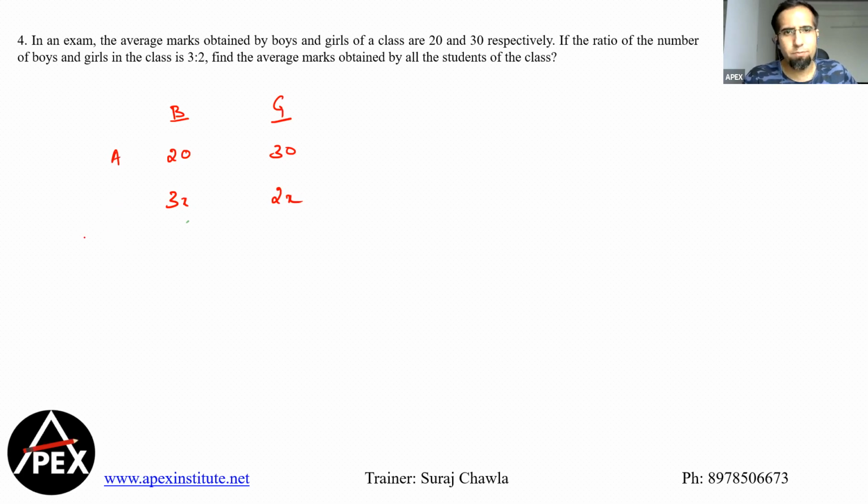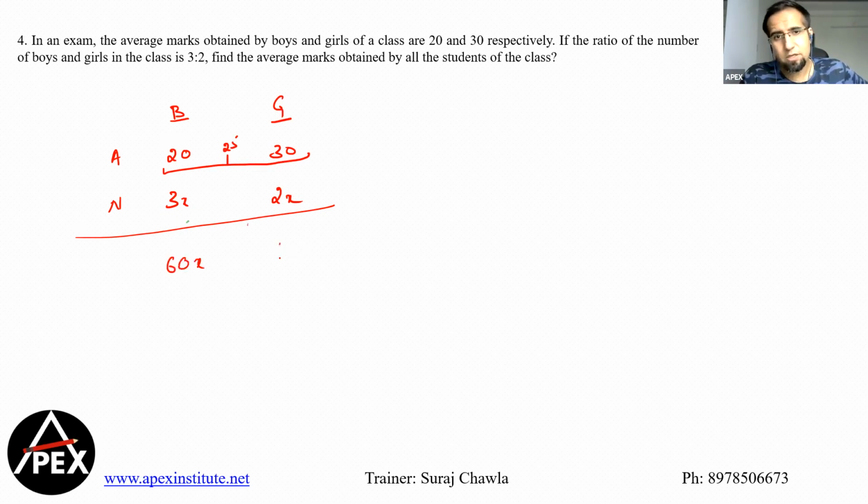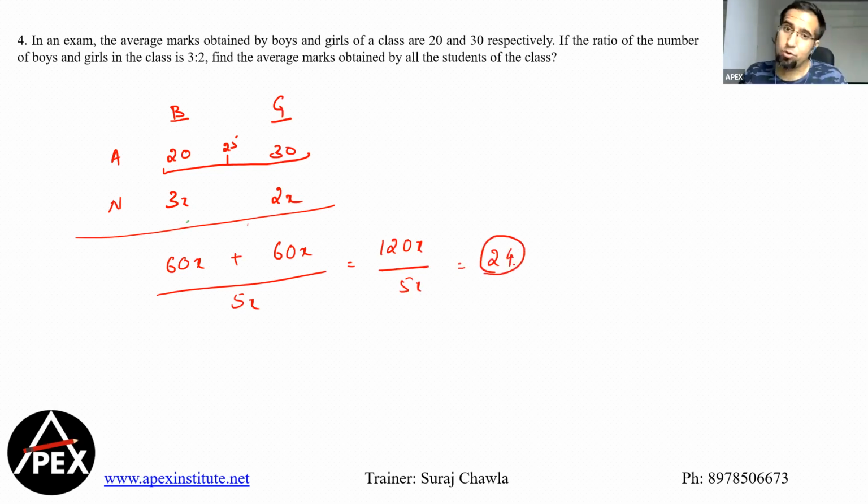So obviously boys are more, so the answer will be between 20 and 25. You should observe right away. What's the mid value between these two? The mid value is 25. Since the number of boys is more, let us see, can we get the answer first of all? So 20 into 3x will give me 60x, 30 into 2x will also give me 60x. 60x plus 60x divided by 5x, I get 120x by 5x, and therefore the answer is going to be 24. As I told you, the number of boys is more, so the answer will be between 20 and 25.